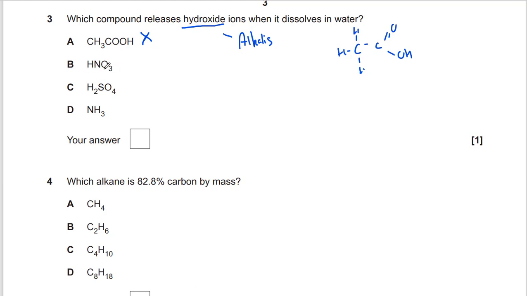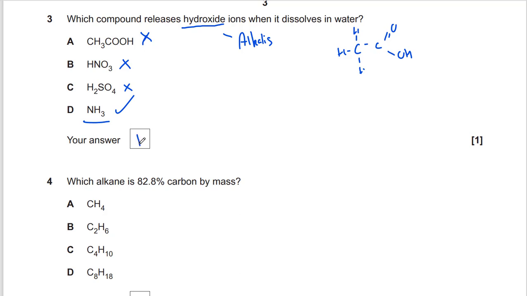HNO3 is nitric acid, so definitely not nitric acid. H2SO4 is sulfuric acid, again. And by the way, these should be common knowledge, so you should be able to spot these symbols, HNO3 and H2SO4. You should know these are nitric acid and sulfuric acid. This is basic knowledge that should be from GCSE really, but definitely basic knowledge from A level.